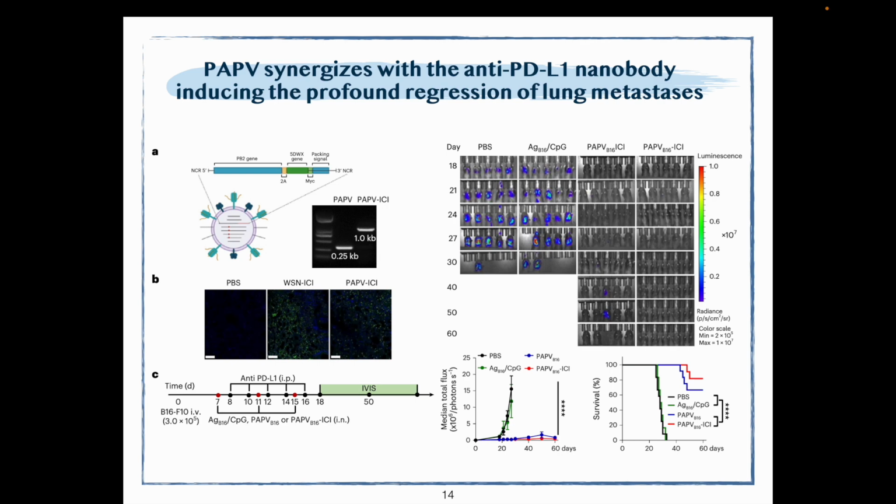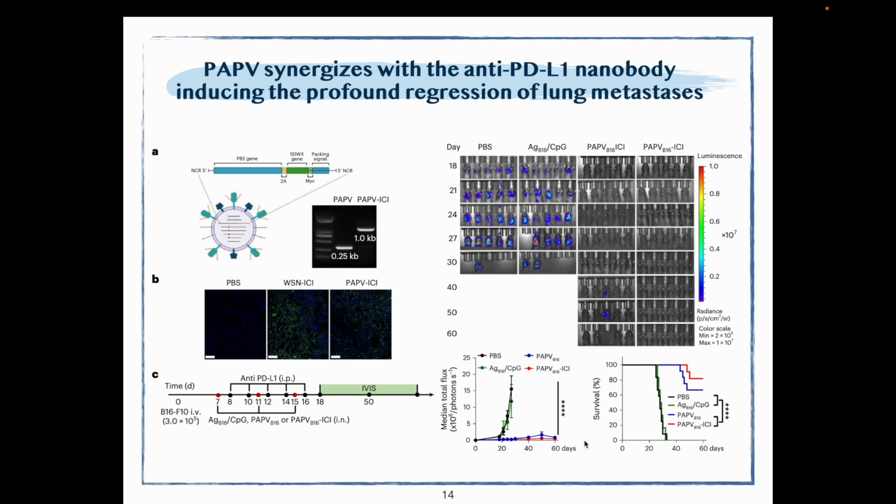Next, they engineered the PAPV by insertion of a gene fragment encoding the anti-PD-L1 antibody. So they want to test the synergistic effect of the PAPV with the anti-PD-L1 antibody in the lung metastatic model. The treatment timeline was shown in Figure C here. After 7 days of tumor inoculation, the mice were treated with 3 doses of the different treatment groups.